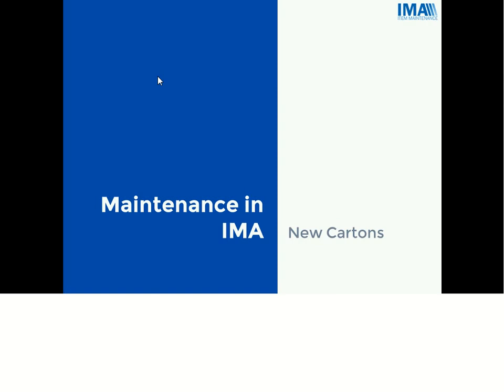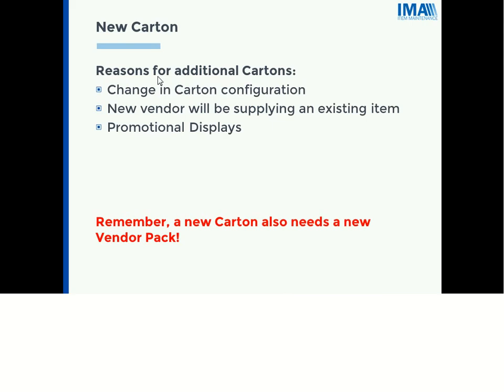Okay, we're going to move on to new cartons then. There are several reasons why you might need new cartons. It could be because of one of the things we just discussed, that you have a change in a carton configuration. It could be that a new vendor is going to be supplying an existing item, or maybe you have promotional displays. Just always remember, a new carton also has to have a new vendor pack. If it doesn't have a vendor pack, it's not going to be able to be ordered.